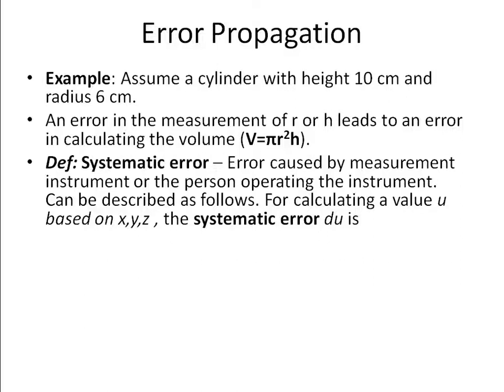So for calculating a value u, which is based upon some inputs that we'll call x, y, and z, the systematic error du is defined mathematically as follows: the partial of u with respect to x times dx, plus the partial of u with respect to y times dy, plus the partial of u with respect to z times dz.